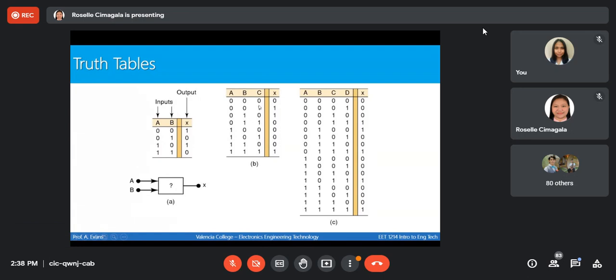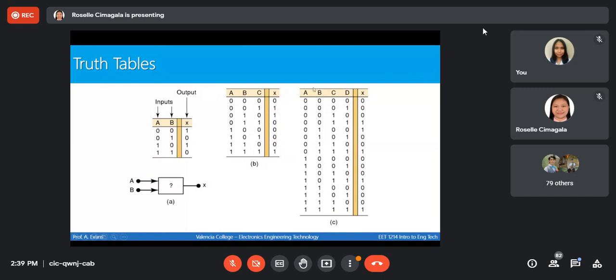If you notice, there's also a pattern here. Take a look at input C. Input C alternates between 0 and 1: 0, 1, 0, 1, all the way down. Input B has 2 zeros, 2 ones, 2 zeros, 2 ones. Input A has 4 zeros and then 4 ones. And that's a pattern you can always use to set up a truth table for a 3-input circuit. So no matter what kind of circuit you have, your inputs will always be set up like this. And then for each combination of inputs, you're going to write the output underneath the last column.